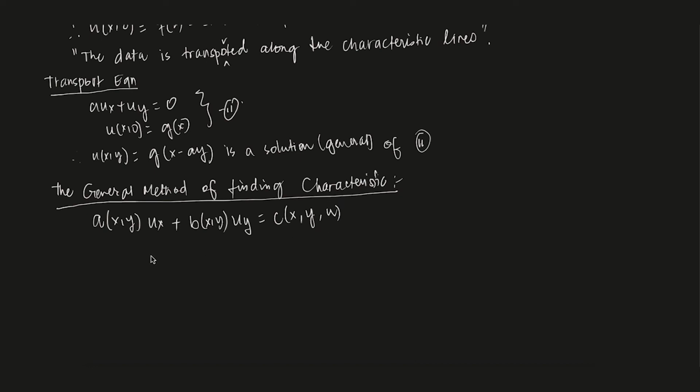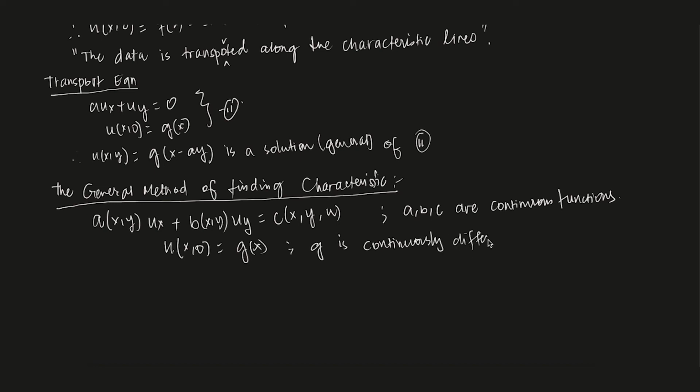Let's assume that the initial condition is given as u at (x, 0) is g of x. So I am starting out with a semi-linear equation which looks like this: a of (x, y) u_x plus b of (x, y) u_y equals c of (x, y, u). These a, b, c are all continuous functions, and here g is continuously differentiable. Now I want to solve this equation.